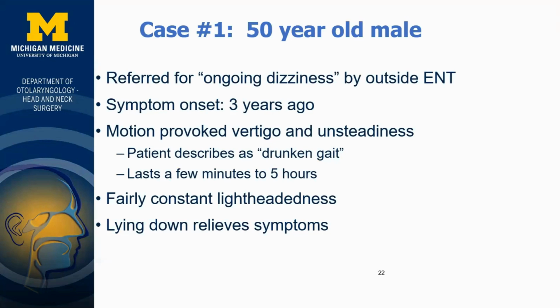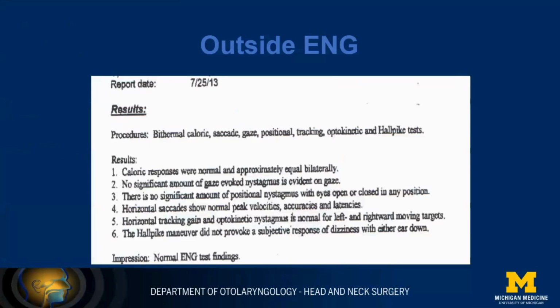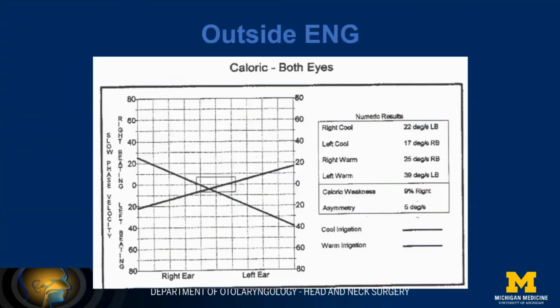So we're going to go into some cases to illustrate some pitfalls. This is a 50-year-old male. He was referred for ongoing dizziness, symptom onset 3 years ago. He describes his gait as a drunken gait, and he's fairly constantly lightheaded. So outside ENT testing, big take home here was caloric responses were noted to be normal and approximately equal bilaterally. So they called it a normal ENG. So this is the outside butterfly.